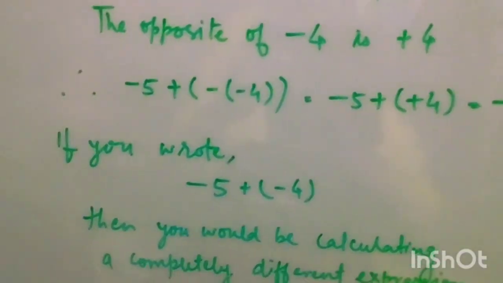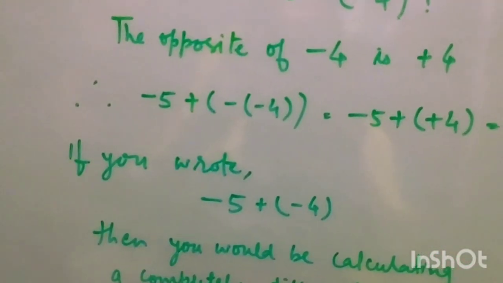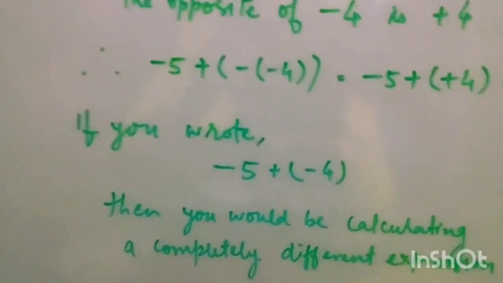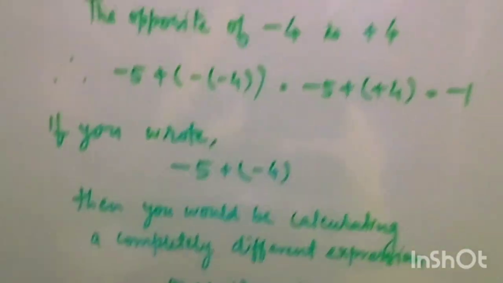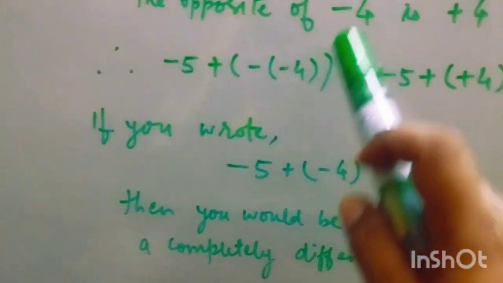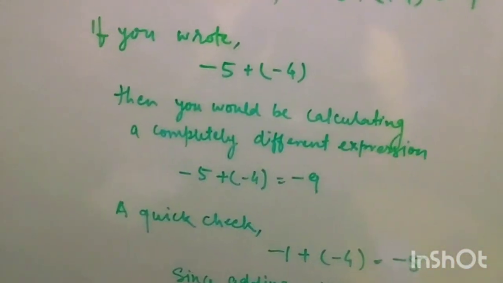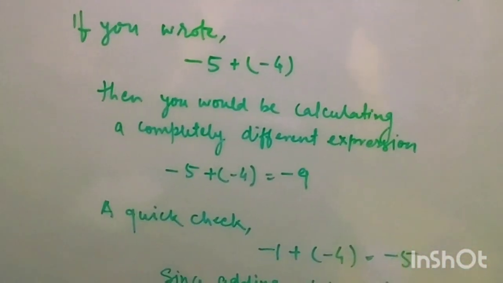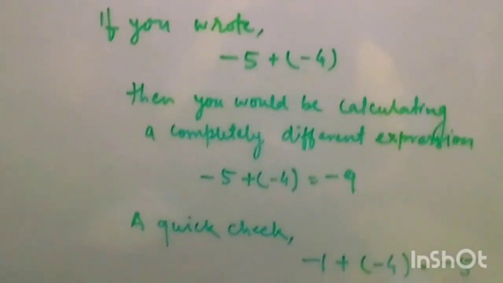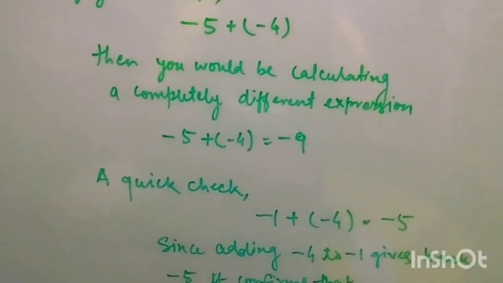Some of the students would directly write the value of b without replacing the sign, without including the sign of minus 4. They would simply write minus 5 plus of minus 4 instead of minus 5 plus of minus of minus 4. Then your calculation would go in a different path. A completely different expression would come out, and you would see that minus 5 plus of minus 4 would result in an answer of minus 9.